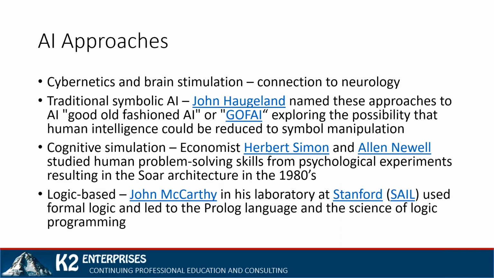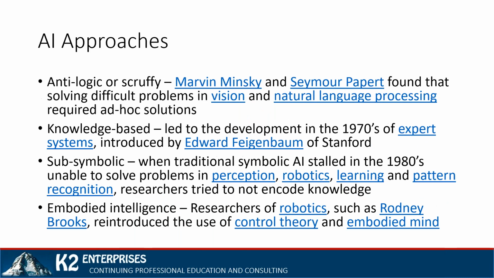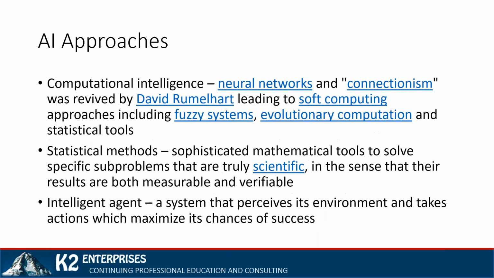Now, there are a lot of different approaches here: symbolic approaches, programming rules, cognitive simulation, and logic-based approaches that were done at Stanford and other places like that. We may also have anti-logic or scruffy approaches, knowledge-based systems, sub-symbolic systems, embodied intelligence, computational intelligence, and a lot of statistical methods.